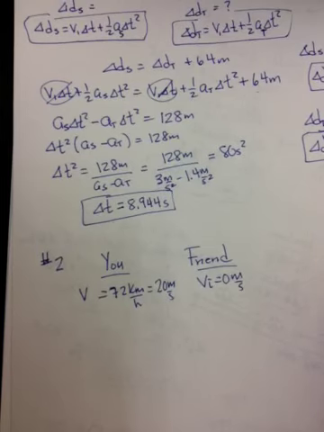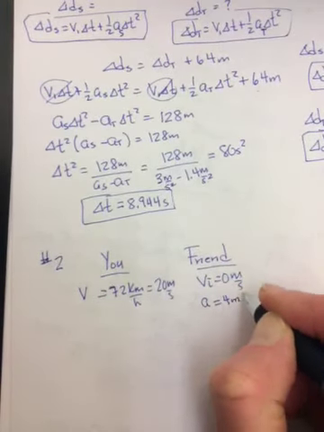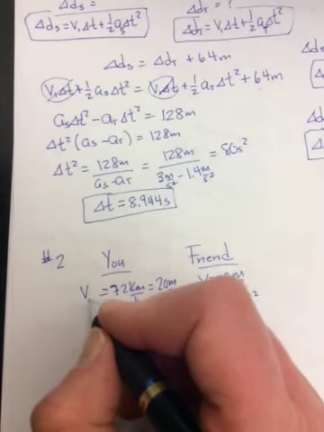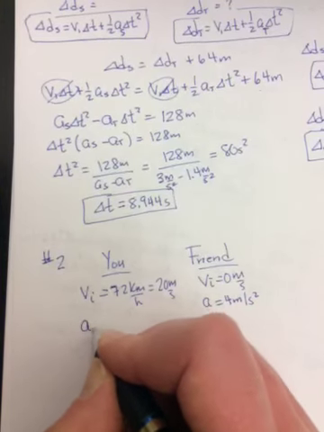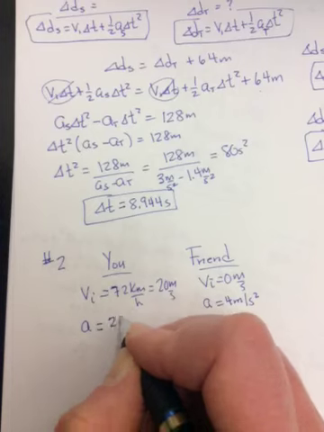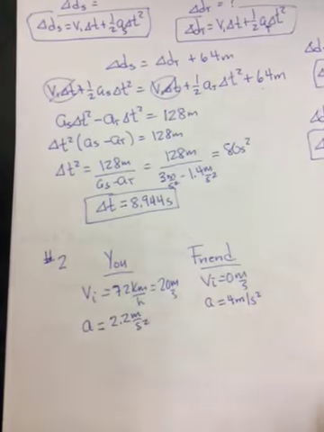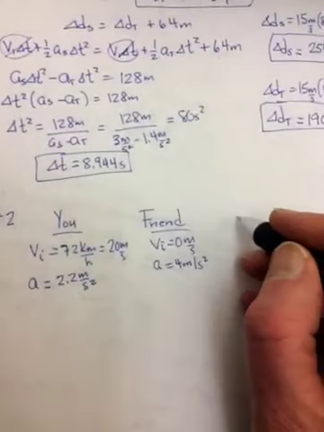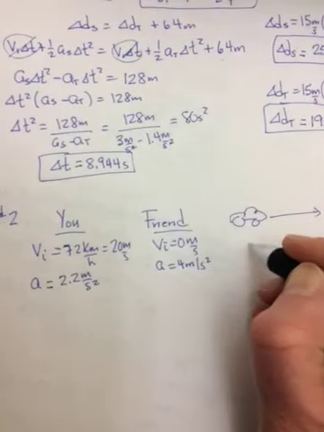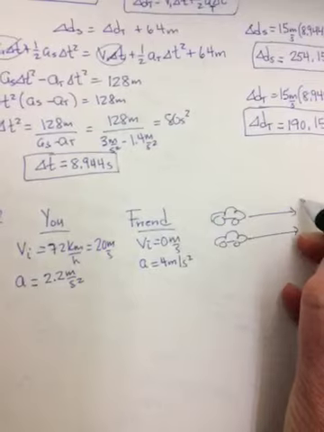Your friend speeds up to catch up to you, accelerating at a rate of 4 meters per second squared. But to bug your friend, you accelerate, so this is a VI. To bug your friend, you accelerate at a rate of 2.2 meters per second squared. How long before your friend catches up to you? Okay, so here you are. You pass your friend who initially is stopped. They speed up to catch up.